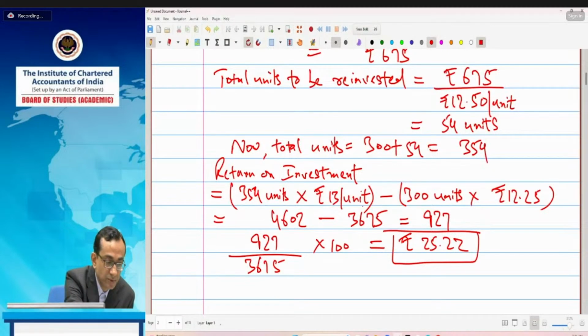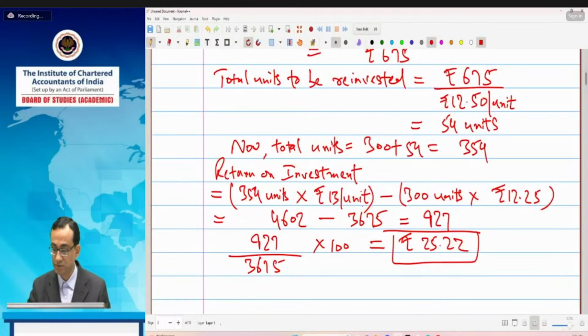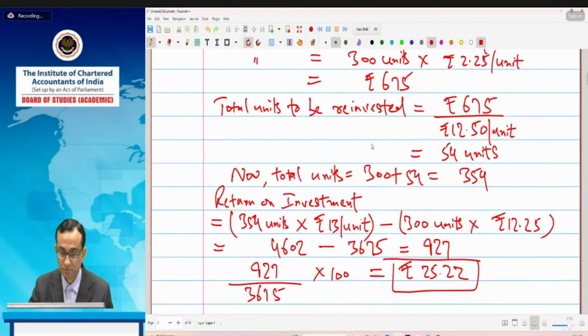So let us check whether this figure is also coming or not. Can check on your behalf also. Fine, Satish, 25.22. Others are also getting the same figure, I hope.